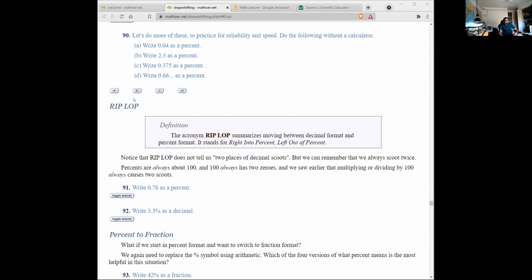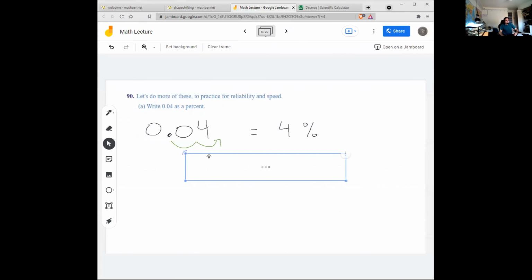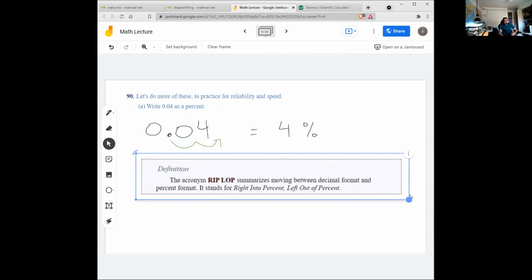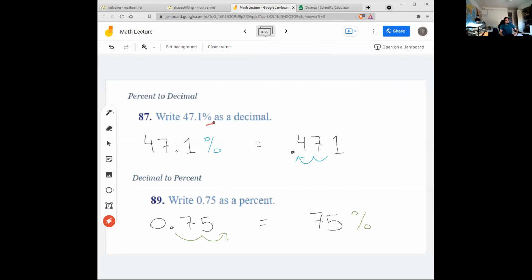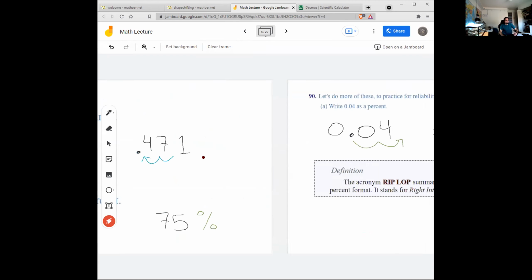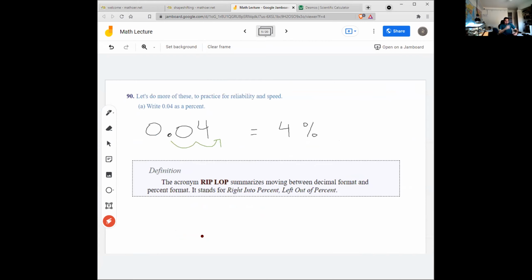So I need to have something to say, since I will be doing this a lot. So the thing I will say is RIPLOP. RIPLOP stands for right into percent, left out of percent. It doesn't say scoot twice. You just remember we're always scooting twice. But if I'm going out of percent format, I go to the left. If I'm going into percent format, I'll go to the right. So right into percent, left out of percent.